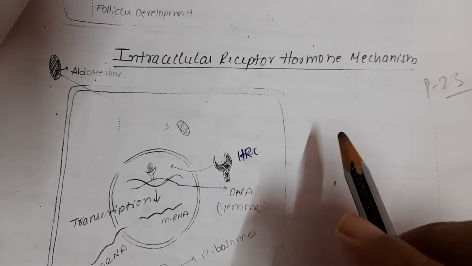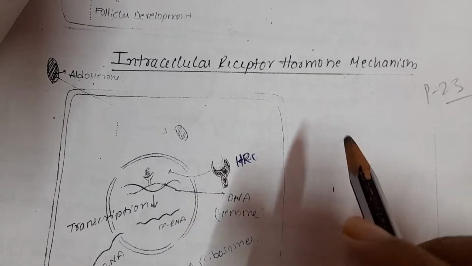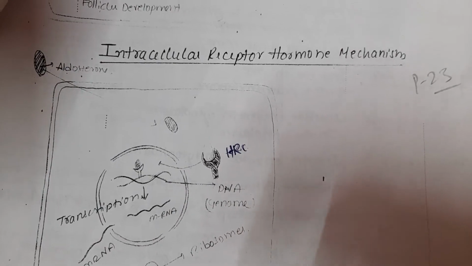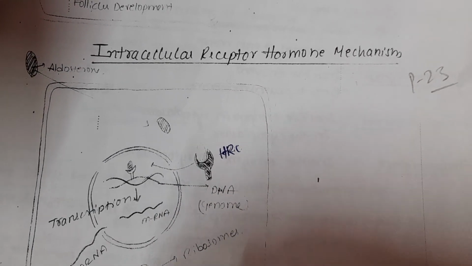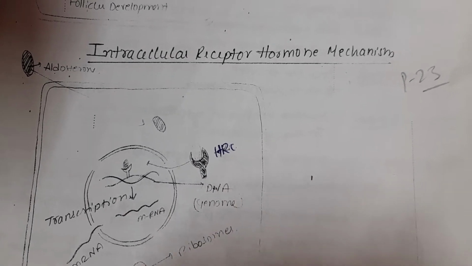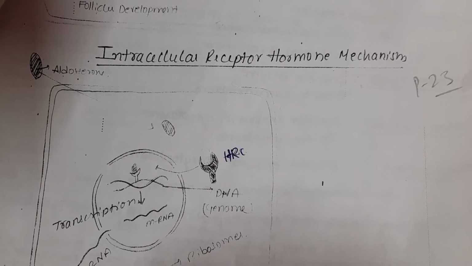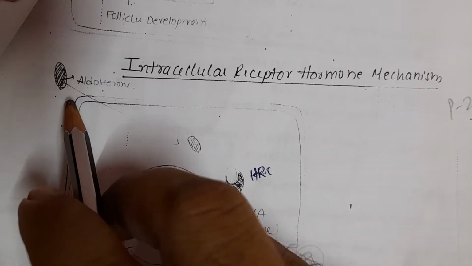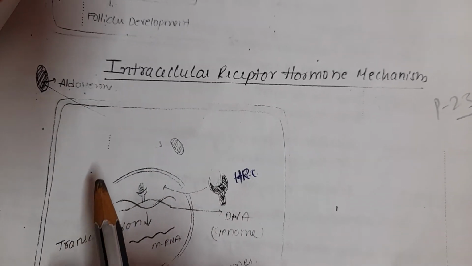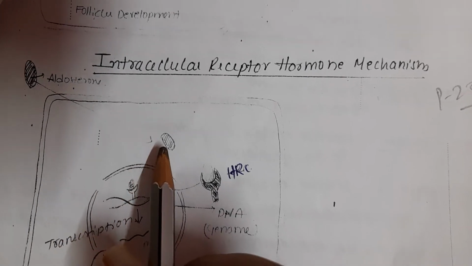In this part, we are going to learn the intracellular receptor hormone mechanism, which is found in lipid soluble hormones. You know, what are lipid soluble hormones? Steroid hormones and thyroid hormones, or iodothyronines. Those are the lipid soluble hormones. These hormones are capable of entering directly into the cell. No need of a receptor on the membrane here. Aldosterone is directly entering into the cell.